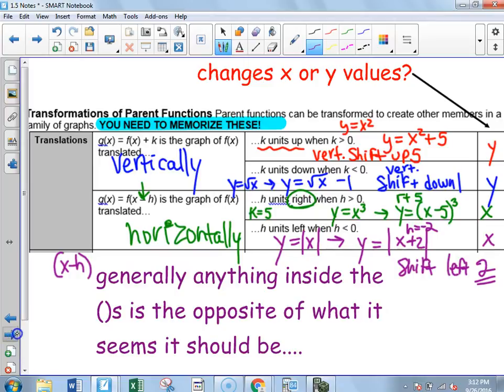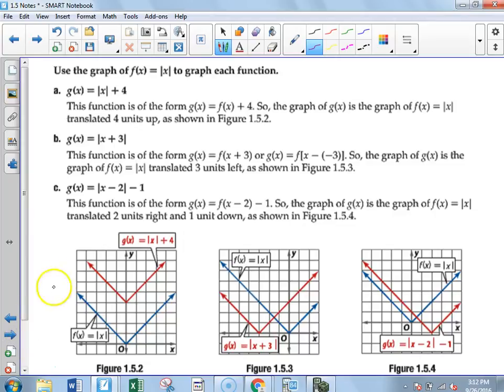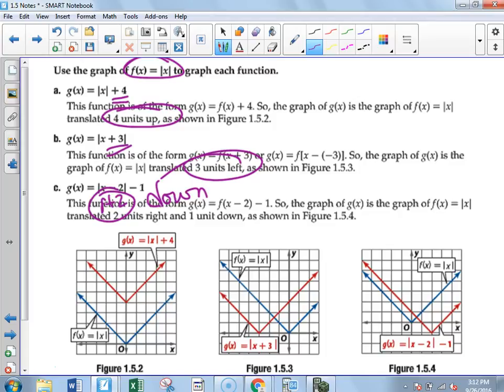Everybody got their notes? All right, so give me words. If the parent function was the absolute value, so absolute value is just the parent function, what would a plus 4 out here do? Up. Okay, 4 units up. What would this do in here? Be careful. It's inside, so it's left 3. So this one has 2 things going on. Right 2 and down 1. We okay? Those were all shifts, either vertical or horizontal.